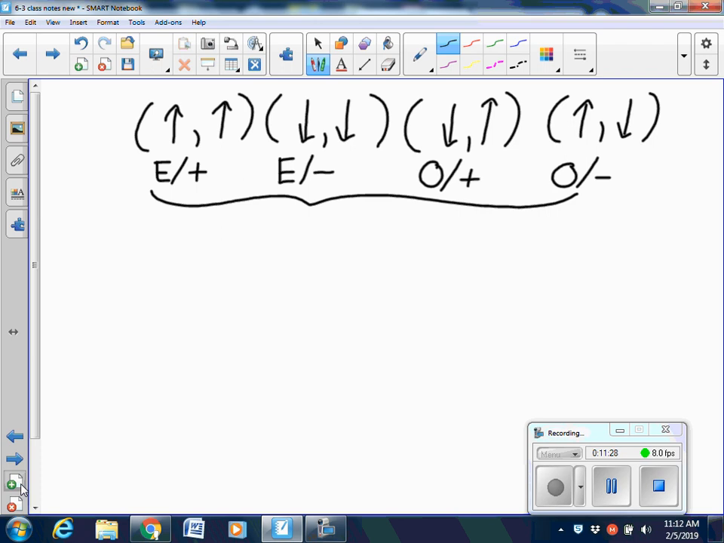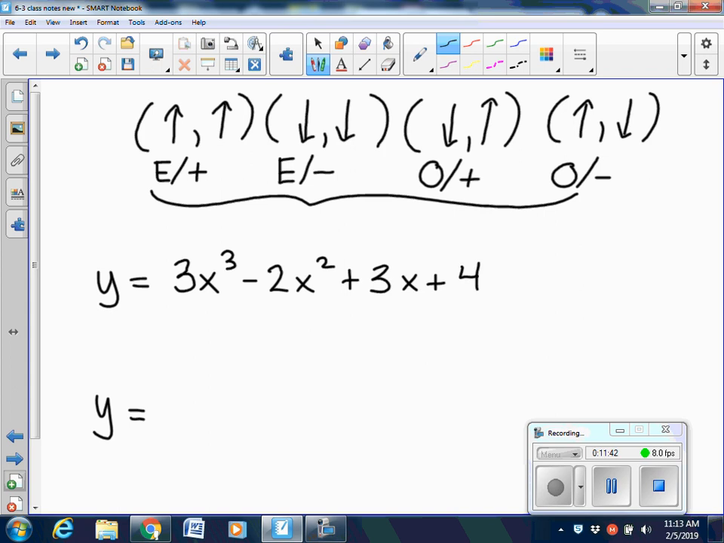But anyway, you're going to be given a polynomial, and I'm just going to do 2 on this page so that you get the idea of how to do the worksheet. I'm just going to give you 3x to the third minus 2x to the second plus 3x plus 4. And then I'm going to give you a negative 8x to the fourth plus 3x to the third minus 2x to the second plus 3x minus 4.